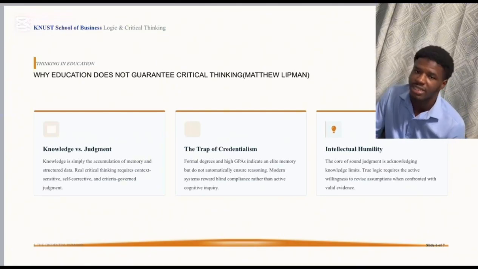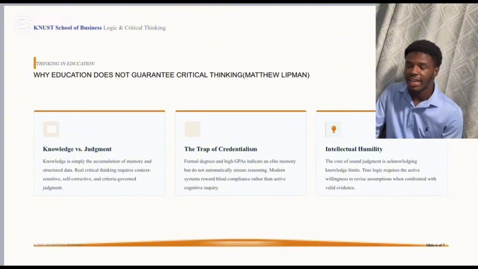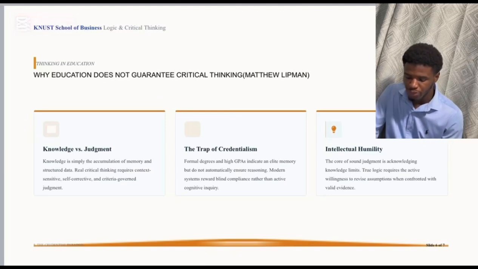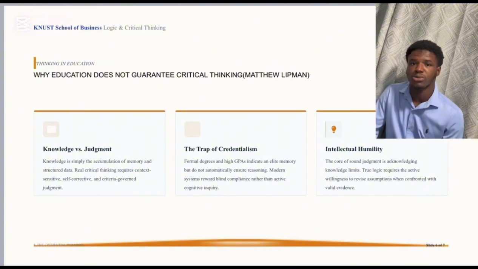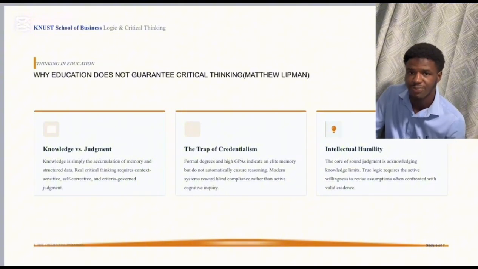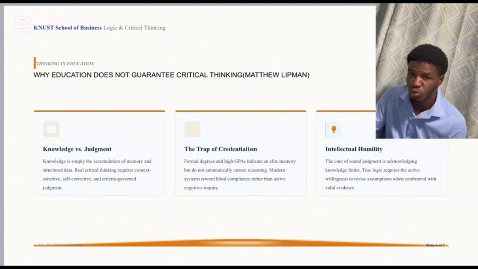Lippmann explained that having knowledge is not the same as having good judgment. A person may know many facts, pass examinations, and earn high grades, but still be unable to analyze information or make sound decisions. According to Lippmann, critical thinking is a skill for responsible thinking that facilitates good judgment. This means that real education should not only teach us facts, but should also teach us how to think, reason, and make informed decisions.